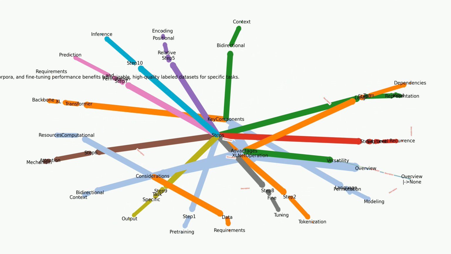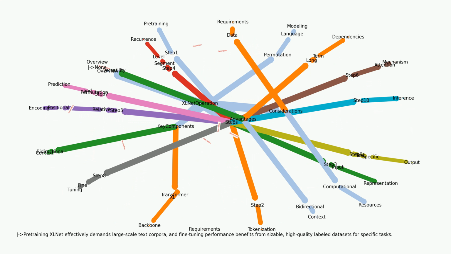Step 9. Description: Task-specific output. For each downstream task, XLNet's output is adapted to generate task-specific predictions, such as class probabilities for classification or answer spans for question answering. Step 10. Description: Inference. During inference, the fine-tuned XLNet model processes input text, applying its learned representations and attention mechanisms to generate predictions or responses based on the task.